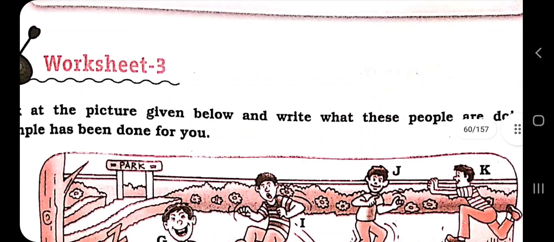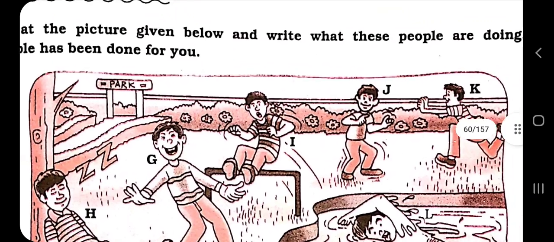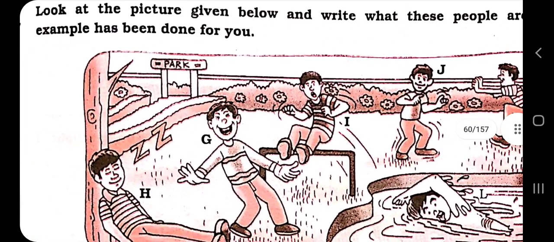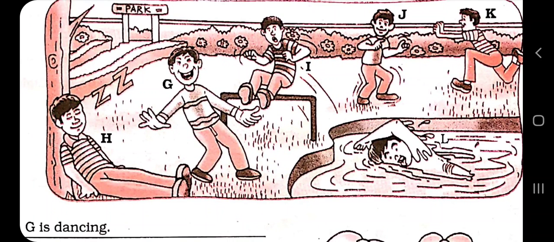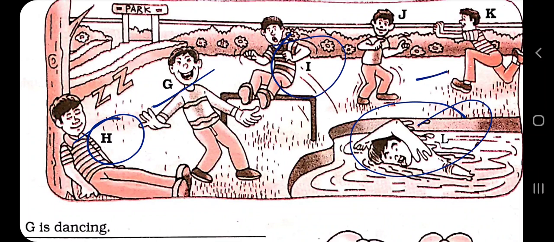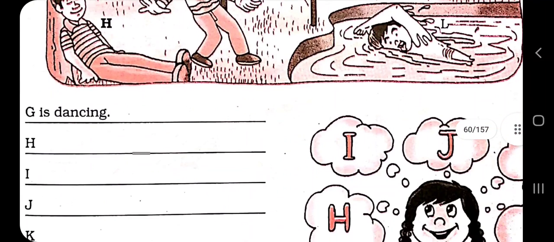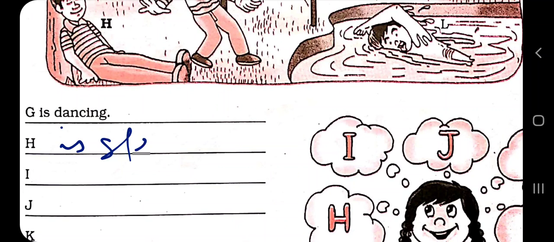Now let's do worksheet 3. Look at the picture given below and write what these people are doing. An example has been done for you. Now this H is sleeping, this J is laughing, this is swimming, I is jumping. There are different actions being done here. Now let's do it. G is dancing, H is sleeping.